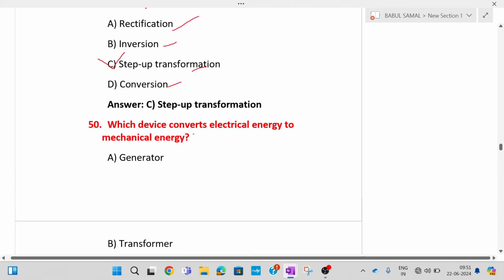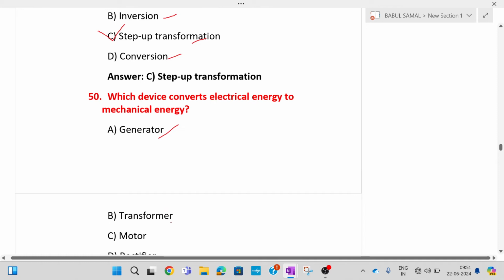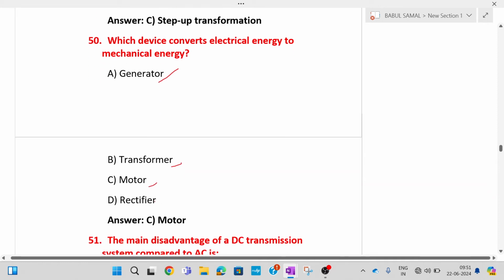Next question, which device converts electrical energy to mechanical energy? Options are generator, transformer, motor or rectifier.